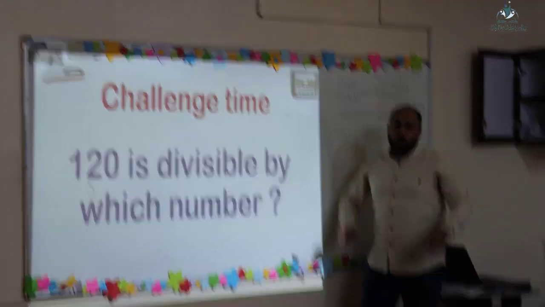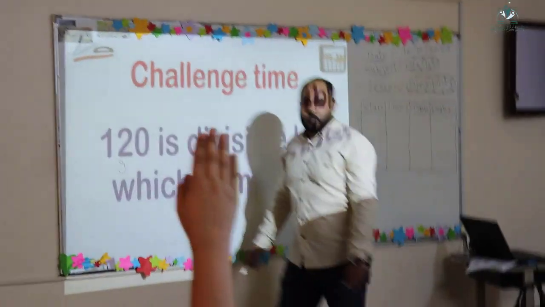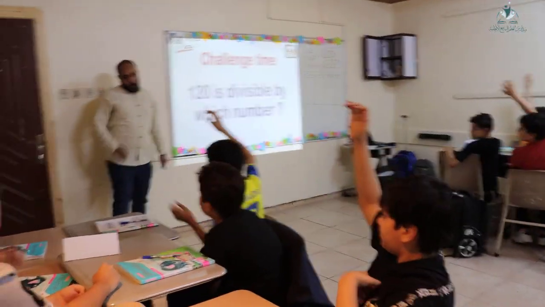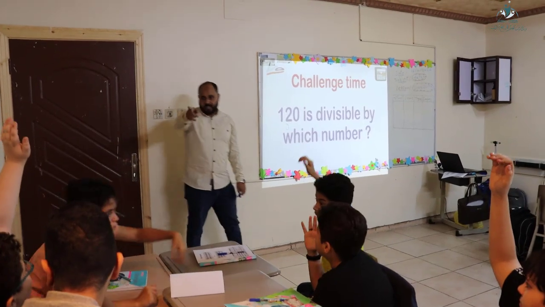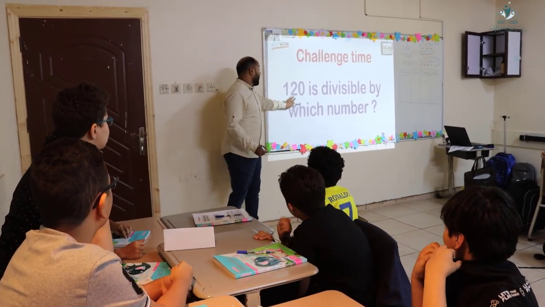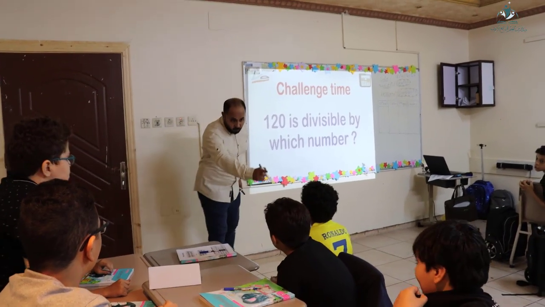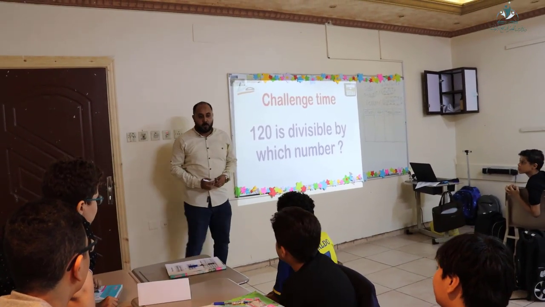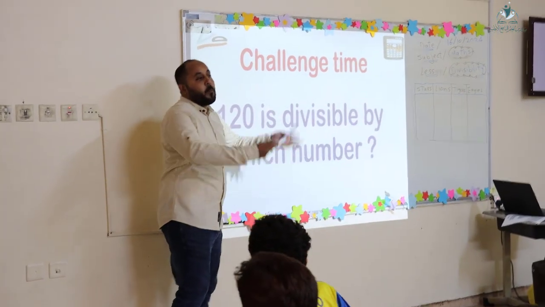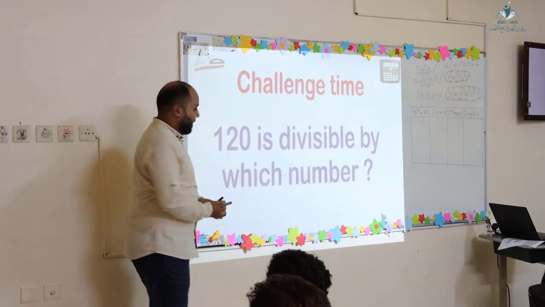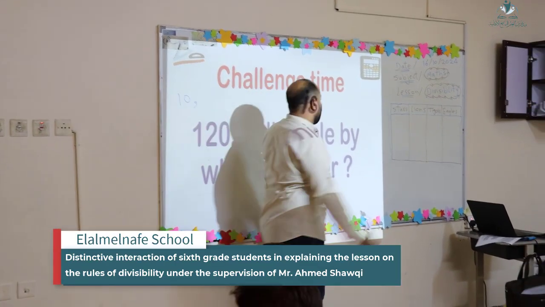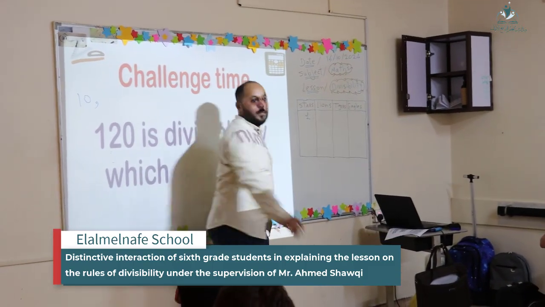120 is divisible by which number? Who can answer this question? We choose one from each group, okay? Yes, Iyad. 120 is divisible by 10. True or false? Why? Because the ones is 0. Yes, the ones is 0. So the number is divisible by 10. Okay, so Stars group gets 1 point.